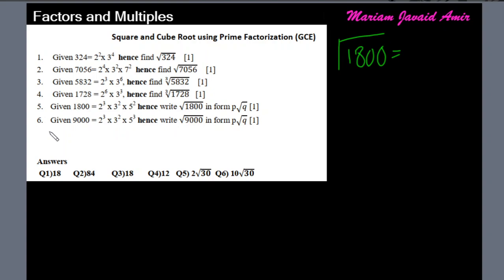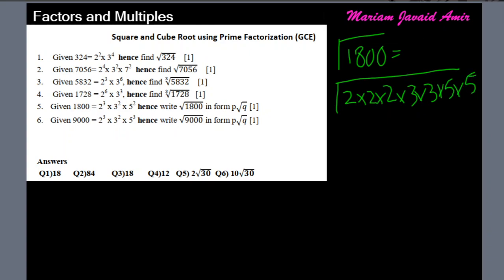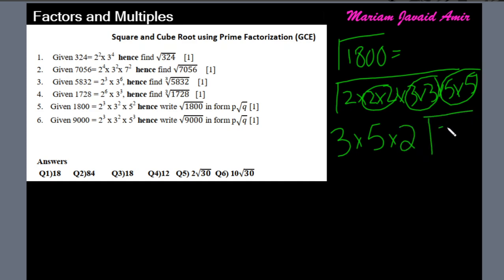So a better approach is to write 1800 in this form: 2 times 2 times 2 times 3 times 3 times 5 times 5. Now when we're taking square roots, we write the numbers occurring twice once. So under root 3 square becomes 3. So take 3 outside of this radical sign. Then we have 5 times 5, so take 5 outside, and then we have 2 times 2, so take 2 outside, and we're left with under root 2 only.